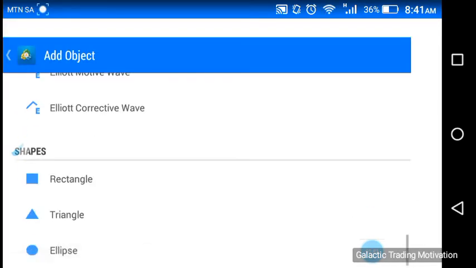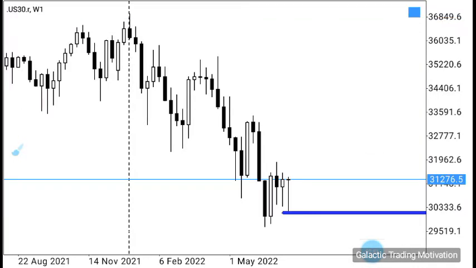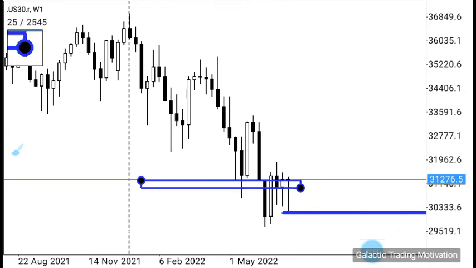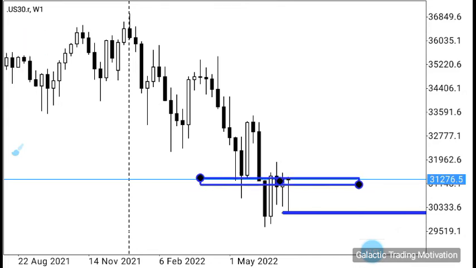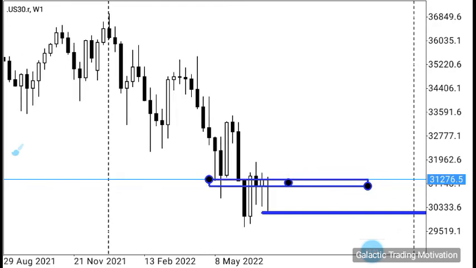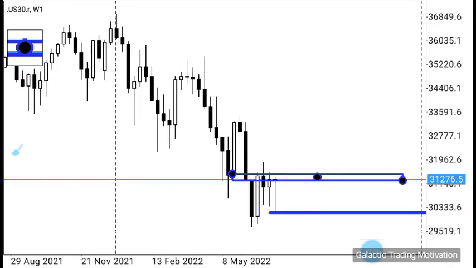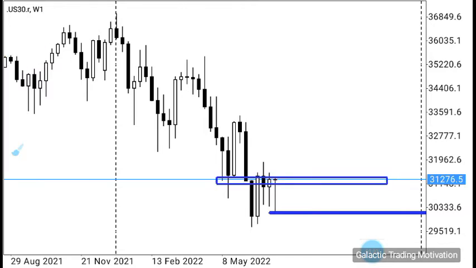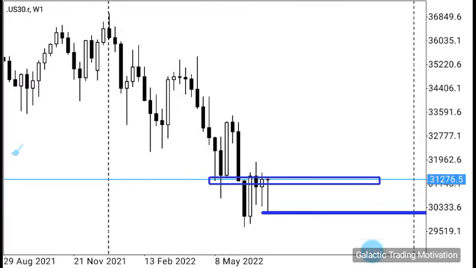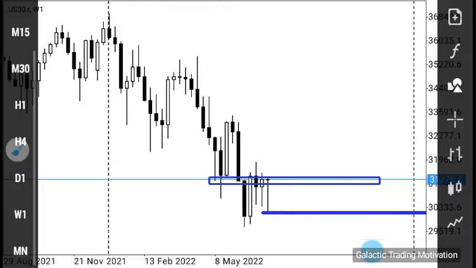Just bear with me. There we go. There goes our area of resistance. So I don't see anything further here that is particularly interesting, so I'm just going to head down to the daily chart.